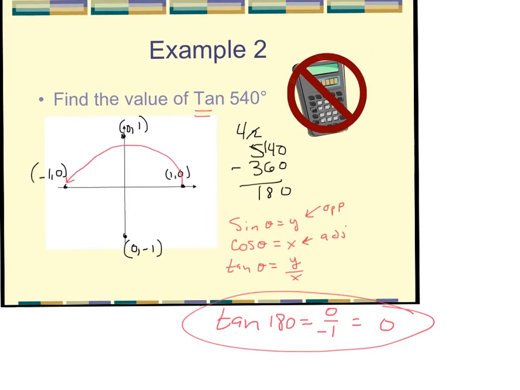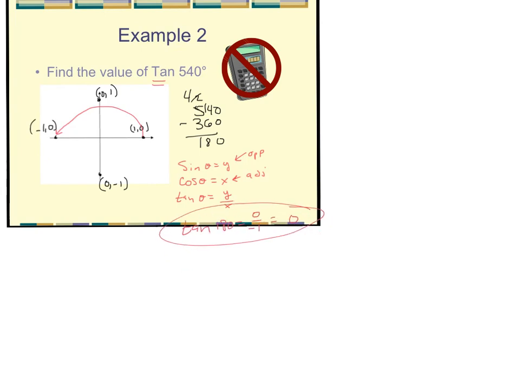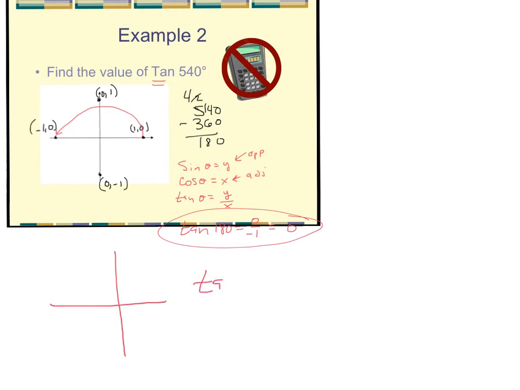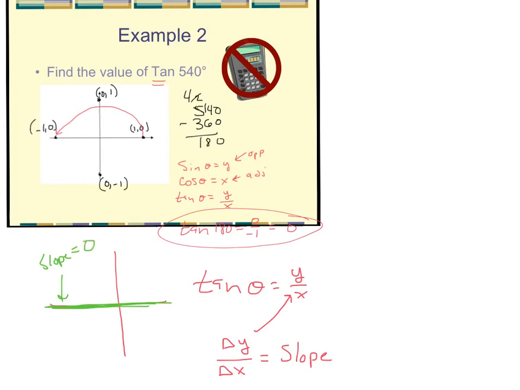One of the things that I do to remember tangent: if tangent of an angle is equal to y over x, well, tangent is actually the change in y over the change in x, which is our slope. So I look at this line right here, and I think to myself, what's the slope of this line? It's a horizontal line, so slope is equal to 0. So any tangent value that's on the 180 line is going to equal 0.